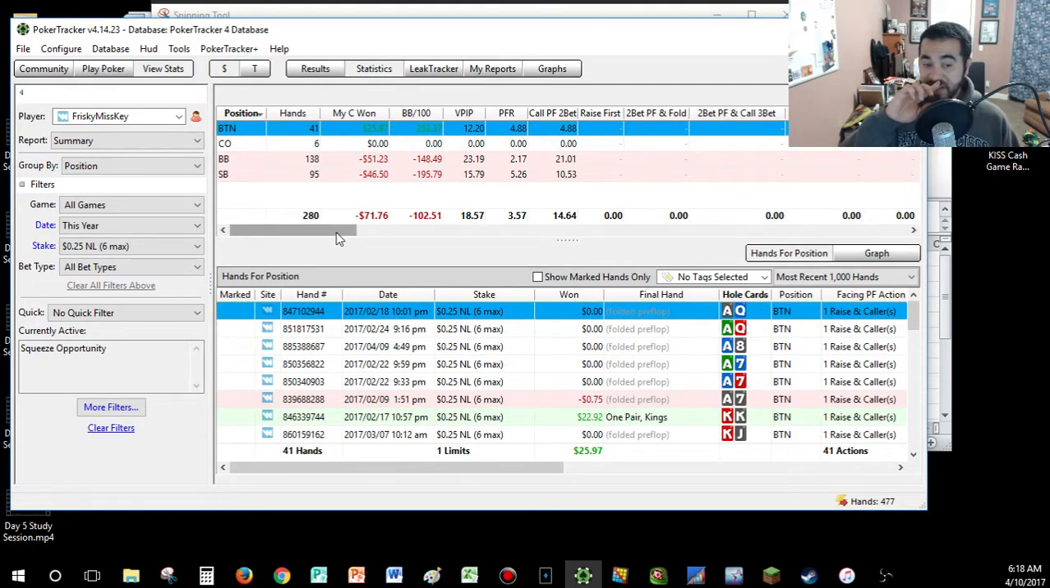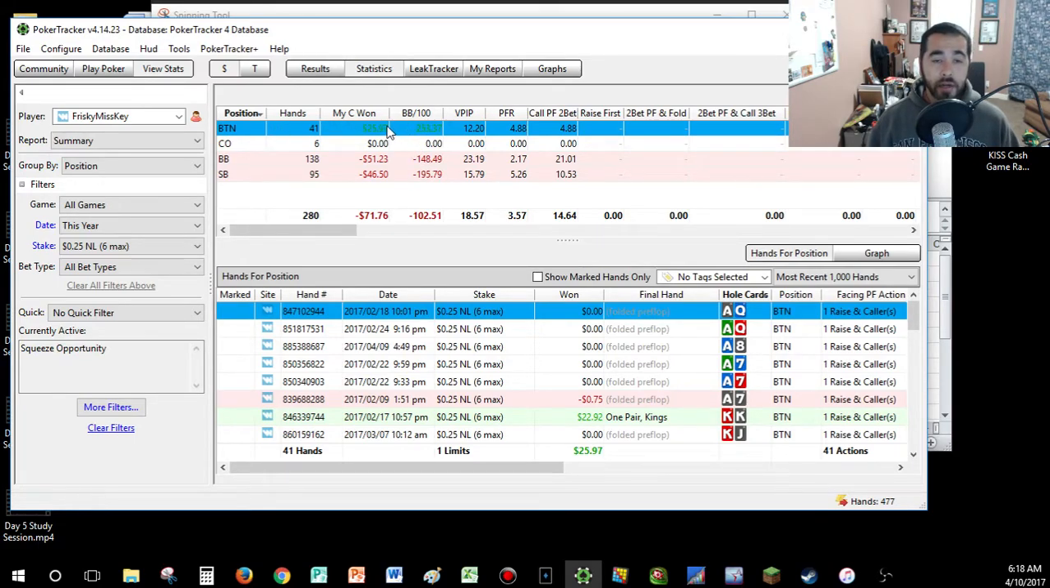Okay, so these are the opportunities with just a squeeze opportunity. Now a lot of these losses, look at that, these are losses out of the blinds, and this is when maybe I have been squeezing. So this is a definite leak that I can dive into, squeeze opportunities. Maybe I am, look at those losses, oh that's ugly stuff.